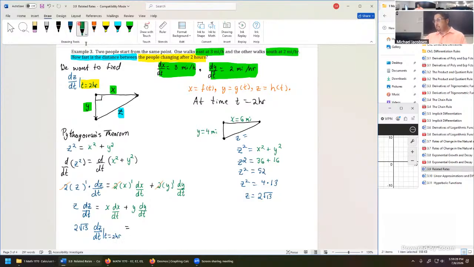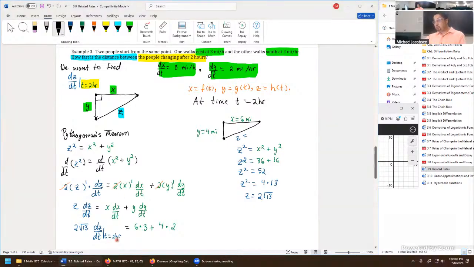It's going to be equal to, we have a value for x to the right, it's 6 miles, and then dx/dt is 3 miles per hour. So it's going to be times 3, plus, next value for y is 4 miles times the rate of change of the y variable with respect to time, 2 miles per hour. I'll go times 2 here.